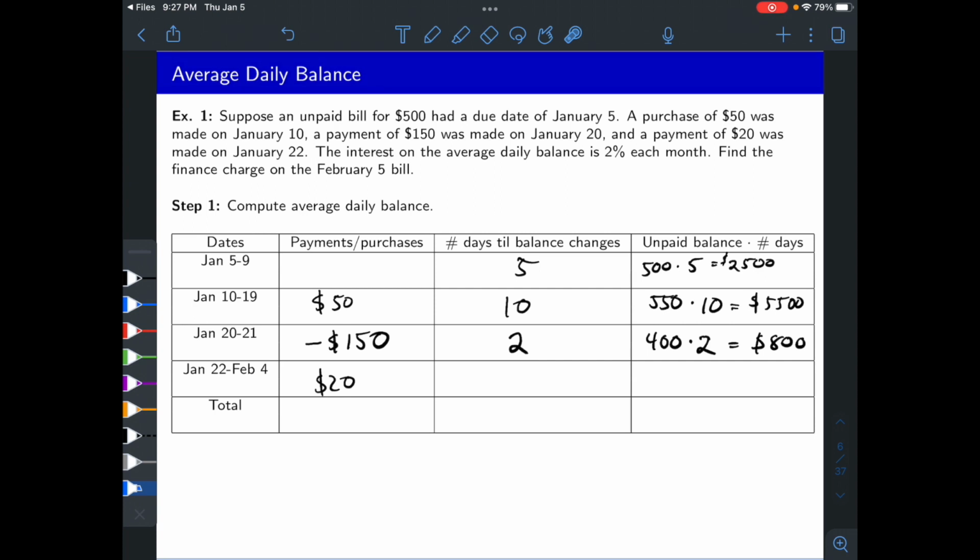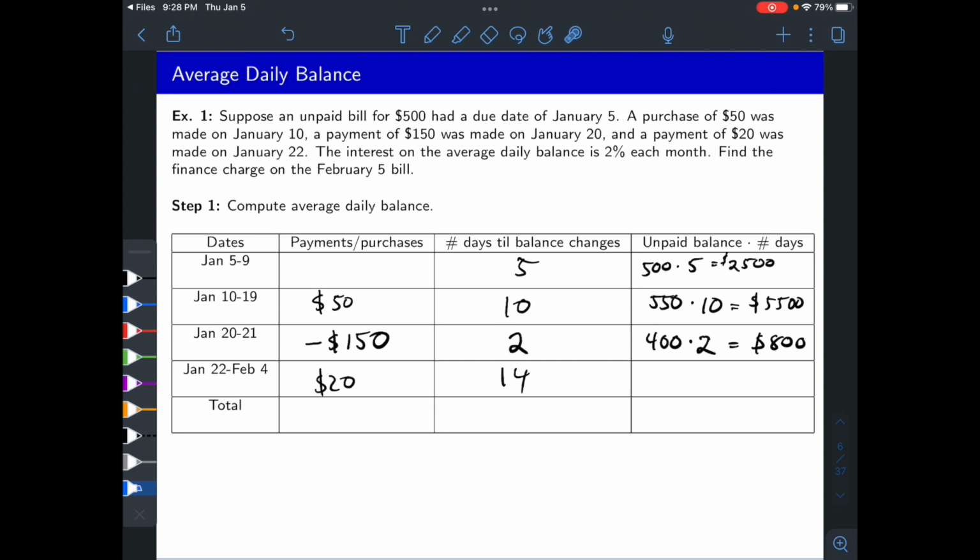Well, January 22nd, so I'll just kind of count this out loud, I guess. 22, 23, 24, 25, 26, 27, 28, 29, 30, 31. That's 10. And then 1, 2, 3, 4 till the 4th, so that would be 14 days.